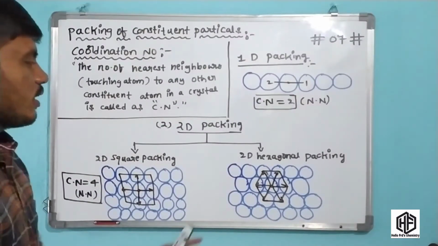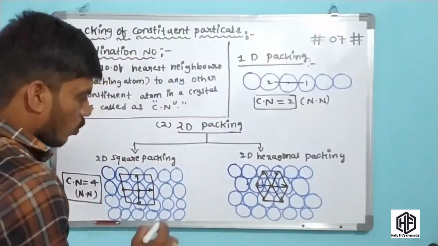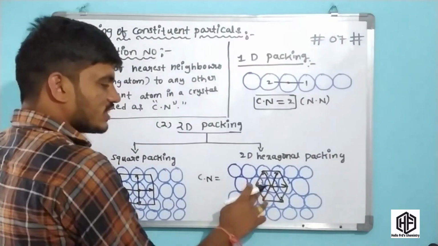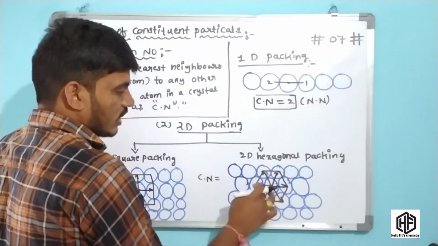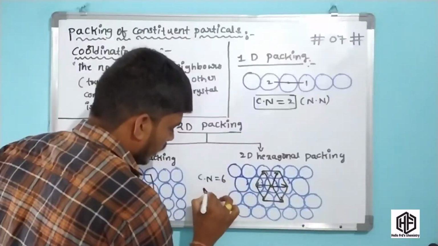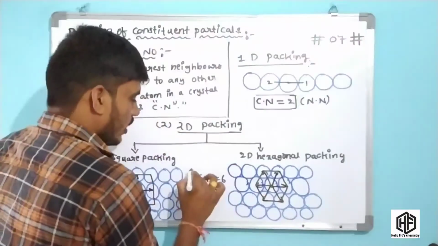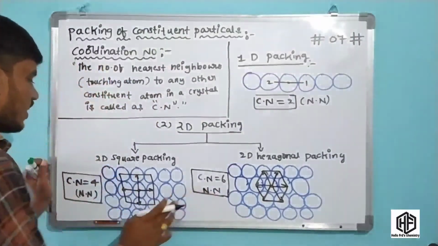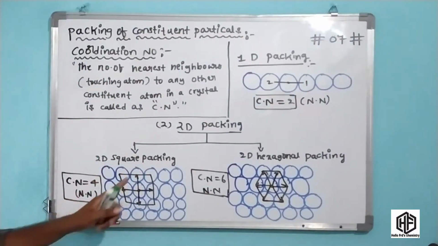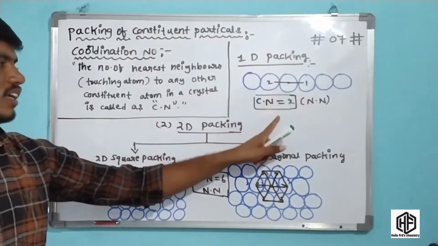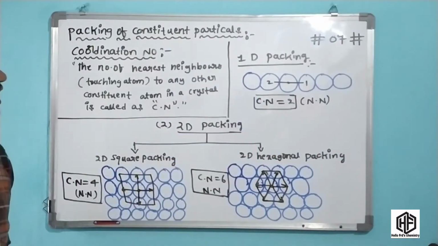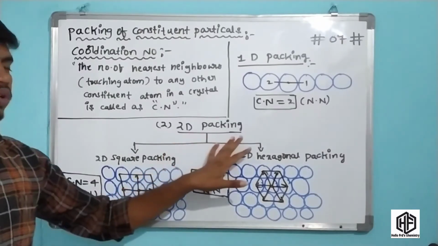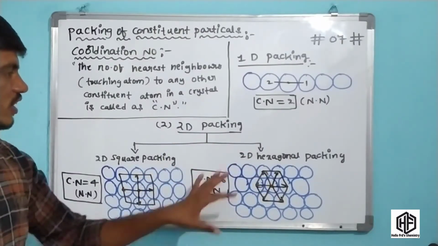What is the coordination number of the two-dimensional hexagonal packing? Consider any atom: the atom touches 6 atoms. It means nearest neighbors, and the coordination number of two-dimensional hexagonal packing is 6, two-dimensional square packing is 4, and one-dimensional close packing is 2. Okay friends, these are the coordination numbers of one-dimensional close packing and two-dimensional close packing. This is clear friends.